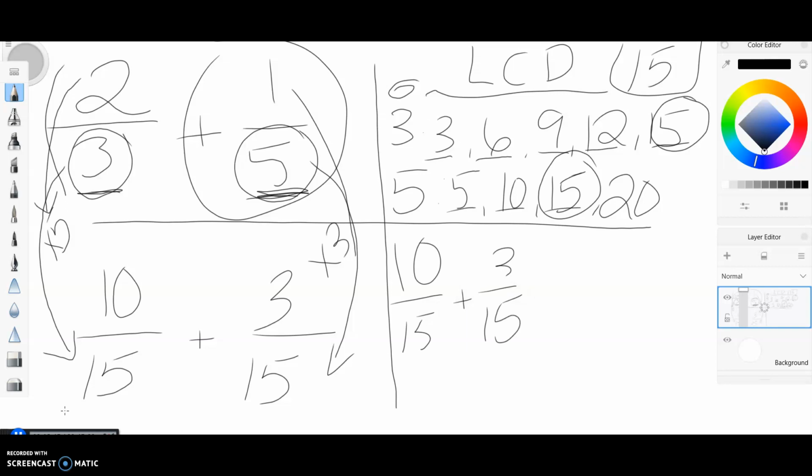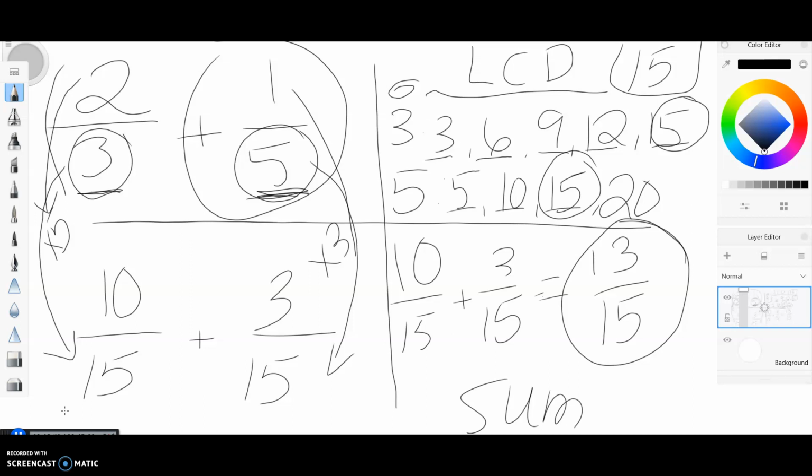After that, you just rewrite your new fractions and you do the math. So we're doing 10 over 15 plus 3 over 15. Our 15s will stay the same. The denominator will always stay the same when you're adding or subtracting. So I'm going to leave 15 as my denominator. All I have to do now is 10 plus 3. 10 plus 3 is 13. So 13 over 15 is my answer, or my sum, for 2/3 plus 1/5.